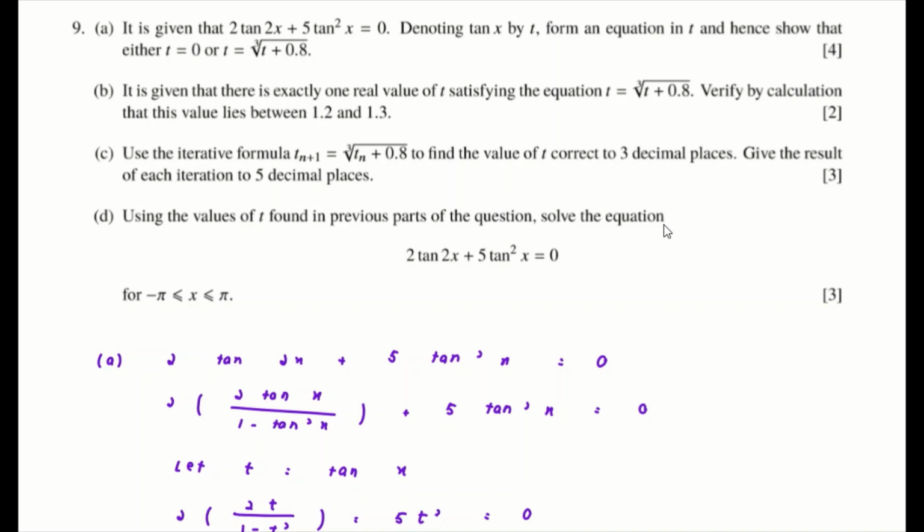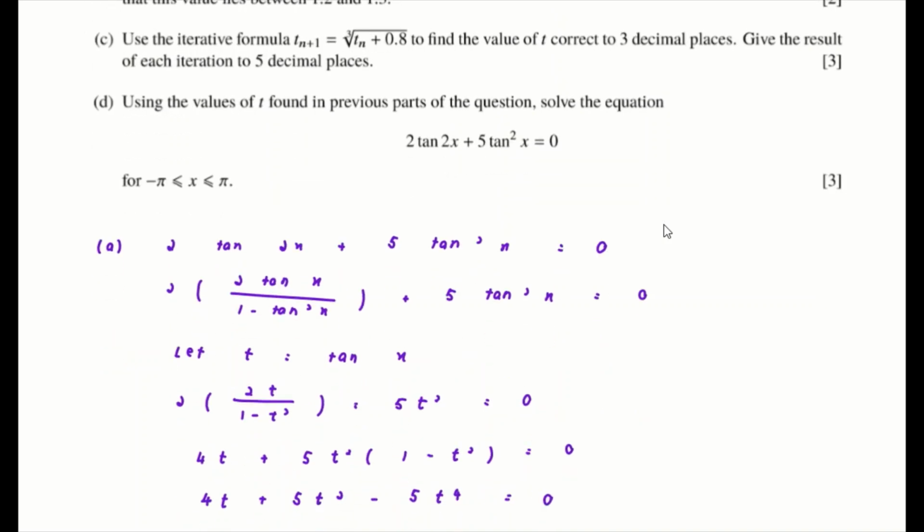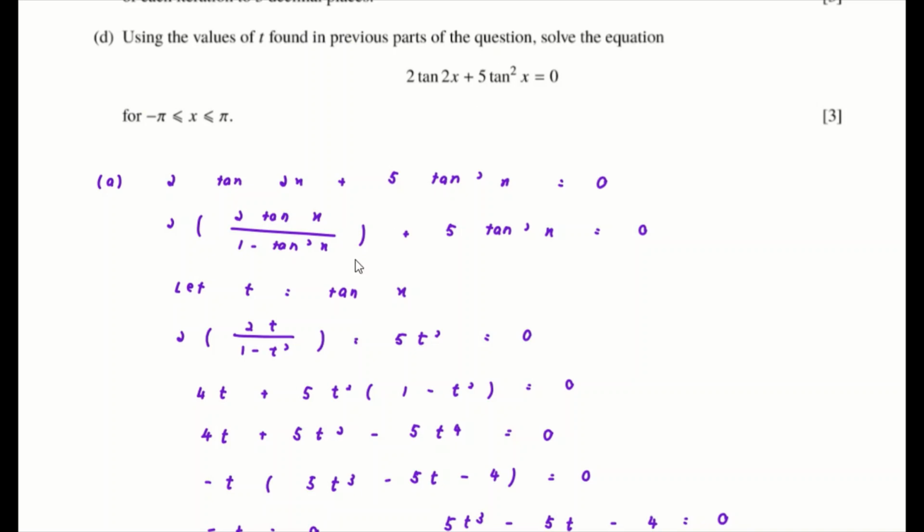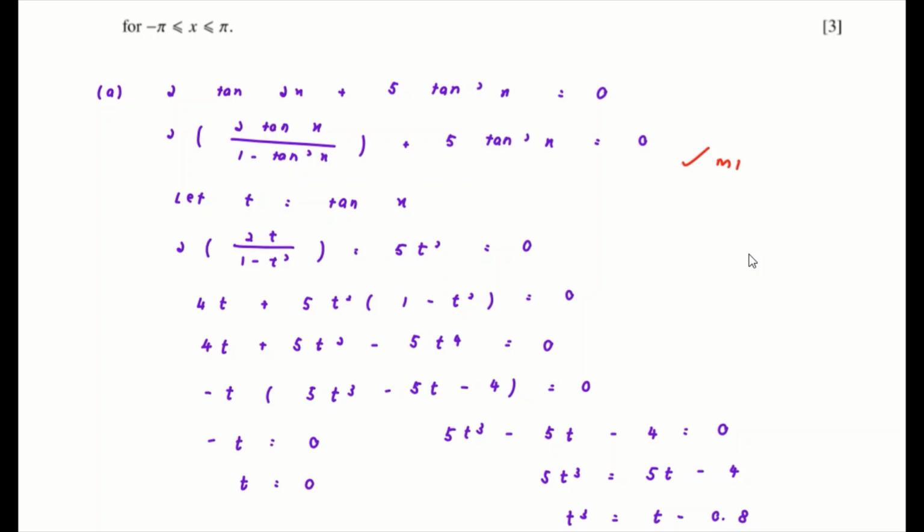So the first one is you need to use the correct identity here. So for this part, use everything here, that gives you your M1. Then after that, you successfully change everything, then you'll be able to get this equation. Then you can get another A1 here.